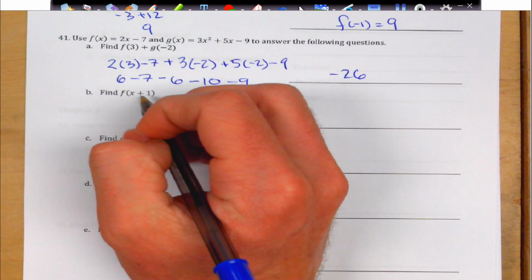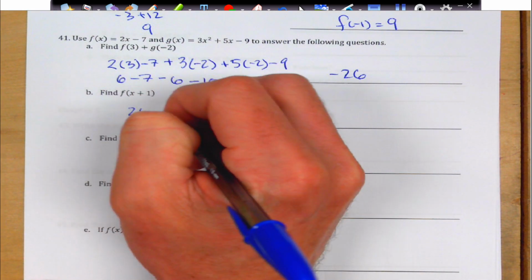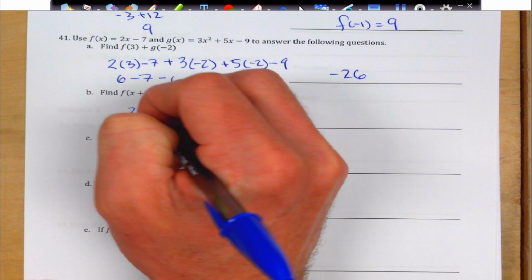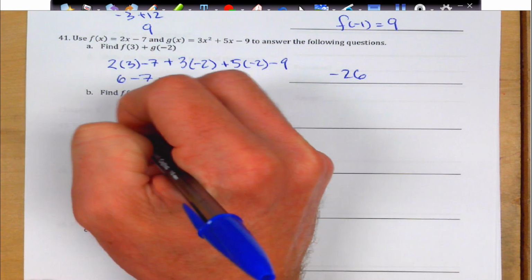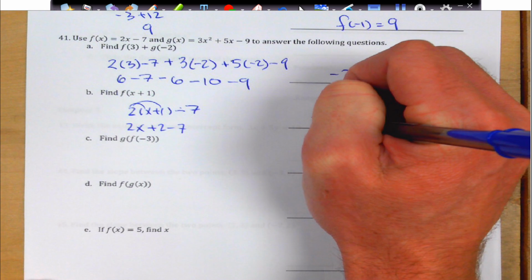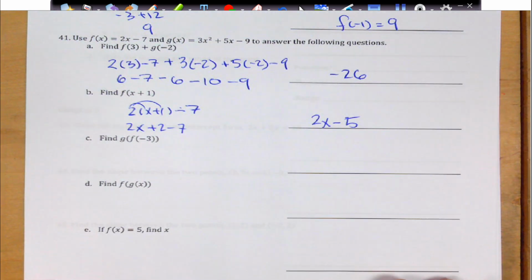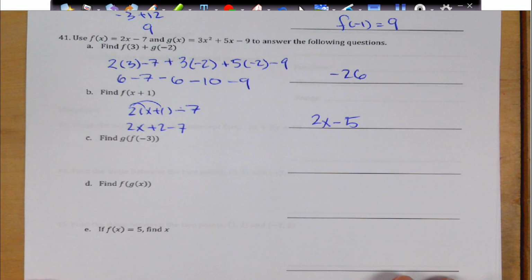So f of x plus 1, so I just take the f of x piece and I just instead plug in x plus 1. And so I get 2x plus 2 minus 7. So that's just going to be 2x minus 5. And yes, you can get a value like that. If there's an x in there, you're not going to be able to solve it. So these ones where they're embedded inside of each other is a little bit tricky.